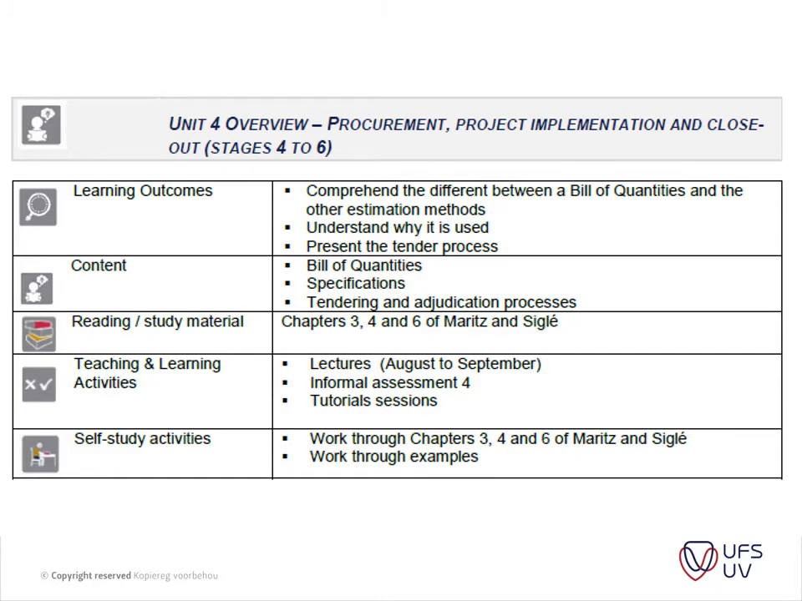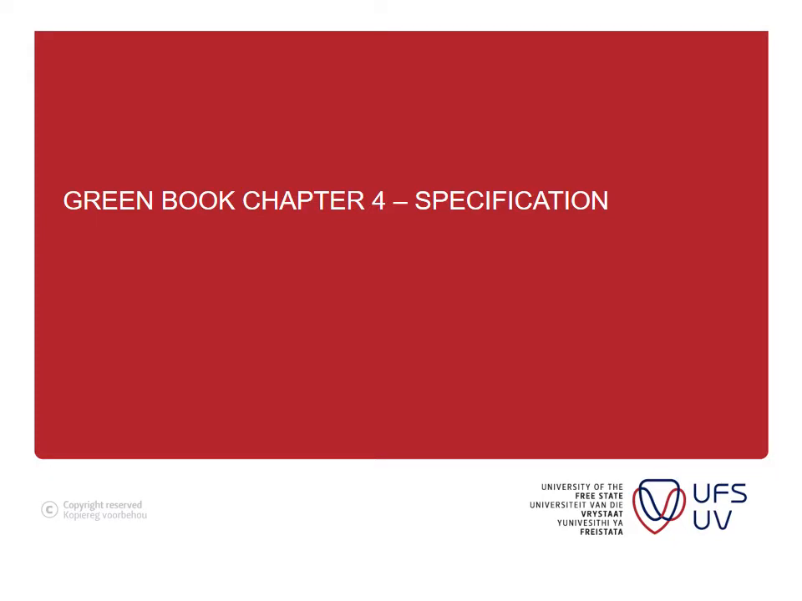So Unit 4, we're going to look at Chapter 4 of the Green Book. It's all about specification. We've looked at the bills of quantities in the previous chapter, and specifications go hand in hand with any bills of quantities. It basically is a supplement to the quantities and the descriptions in your bills of quantities, insofar as describing how the items are actually put together and priced.